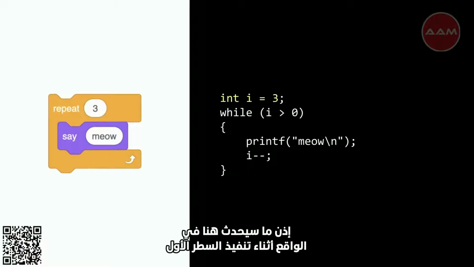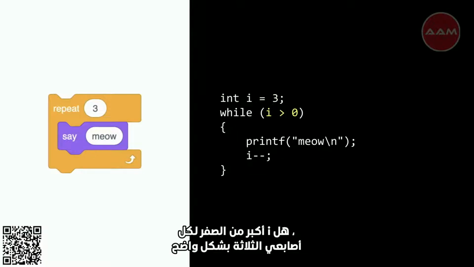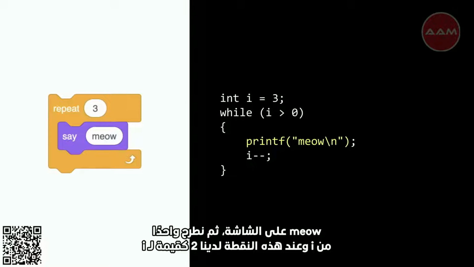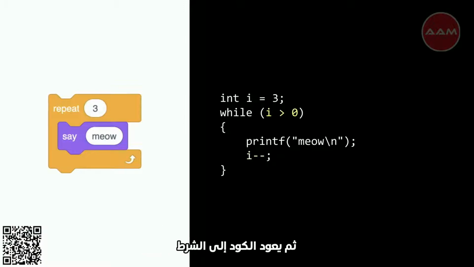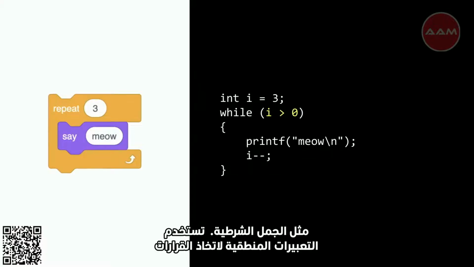So what's actually going to happen here? Well, the first line of code executes, and that initializes I to 3. Then we check the condition. While I is greater than 0. Is I greater than 0? Well, per my 3 fingers, obviously. So we print out meow on the screen. Then we subtract 1 from I, at which point now we have 2 as the value of I. Then the code goes back to the condition. And notice the condition there is in parentheses. That's another Boolean expression. So loops can use Boolean expressions, just like conditionals use Boolean expressions to make decisions.